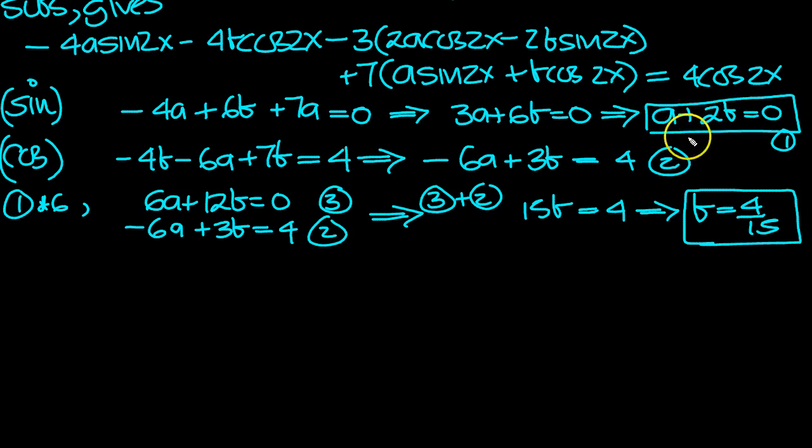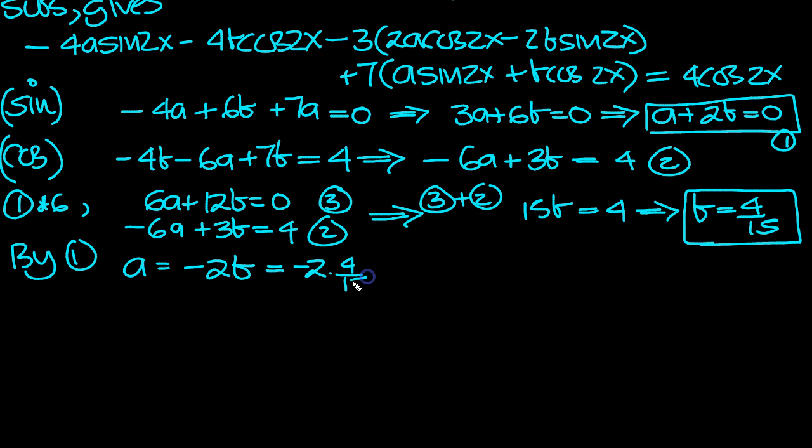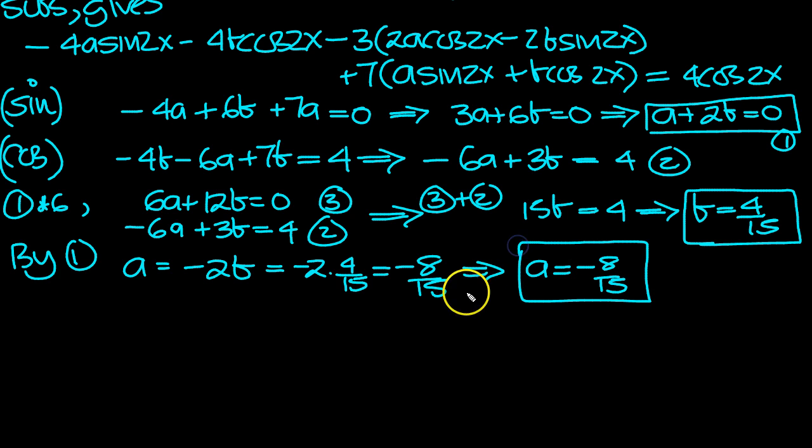Now we need to get a. a is equal to minus 2b, so by 1. a equals minus 2b. I've just moved the 2b over, and that's equal to minus 2 lots of 4/15, which equals minus 8/15. So a equals minus 8/15. Let's just remind ourselves that that's what it equals there. So that's yp then, isn't it? So that's that done. So we can write down the general solution now.